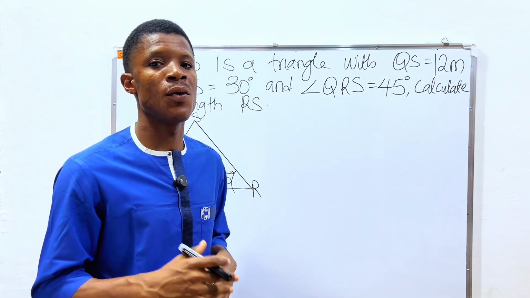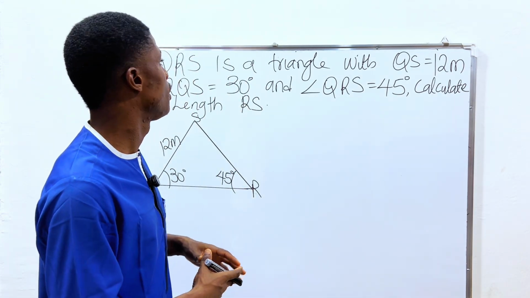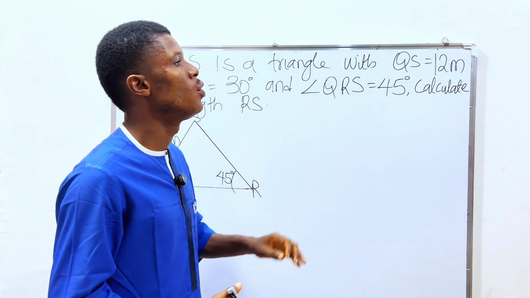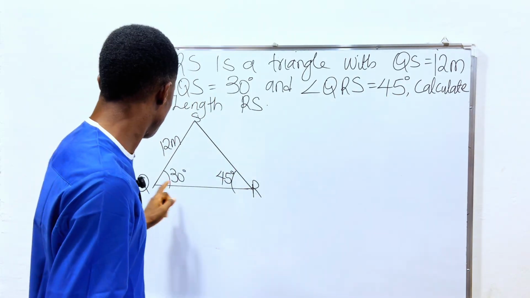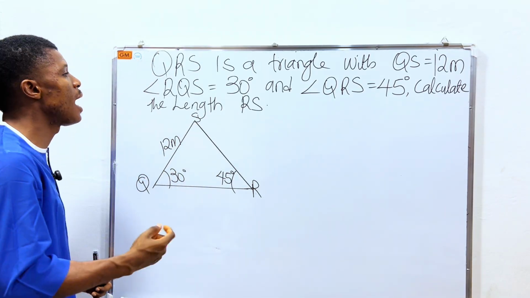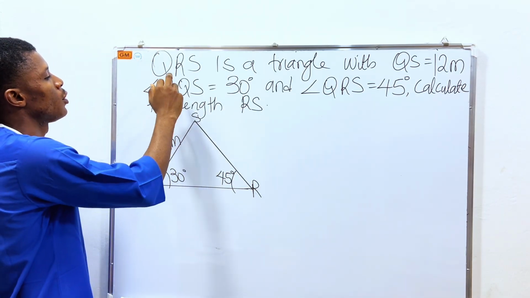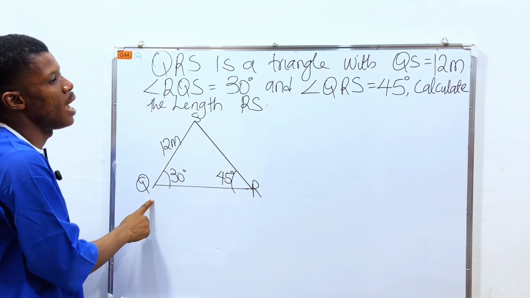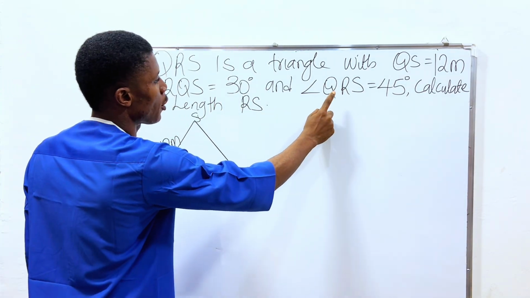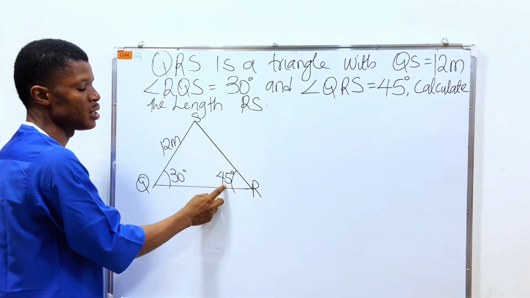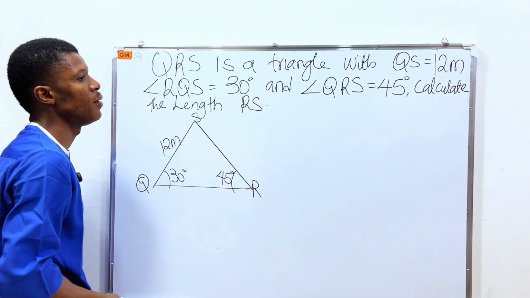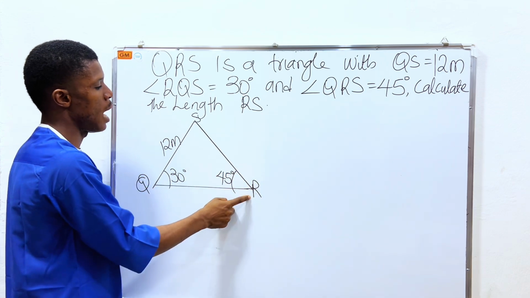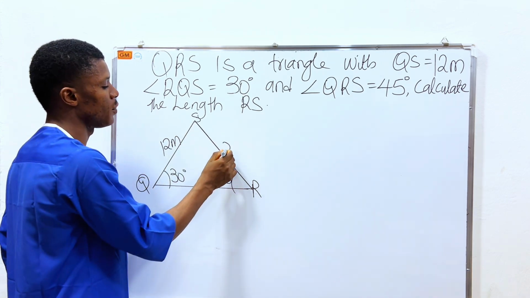In this tutorial, we are going to solve a problem on the board which says that QRS is a triangle with QS 12 meters, and angle RQS, that's angle Q, is 30 degrees, and angle QRS is 45 degrees, that's the angle at R. We are told to calculate the length RS. So we are actually looking for this side.